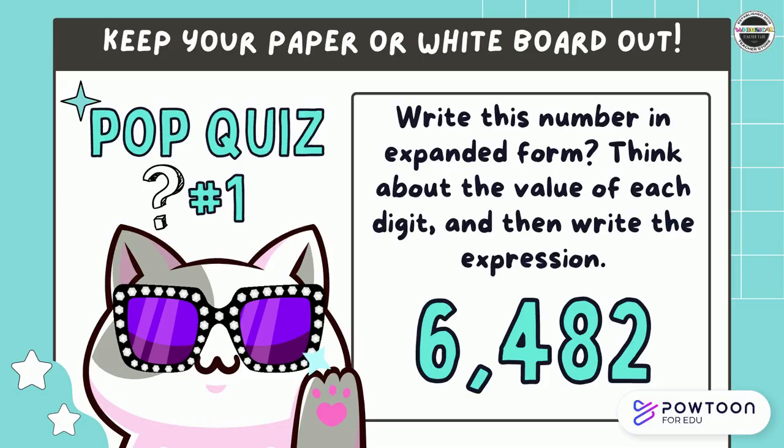Keep your paper or whiteboard out. It's time for a pop quiz. Pop quiz question number 1. Write this number in expanded form. Think about the value of each digit and then write the expression. Pause the video until you're done. You're gonna get to check your work.